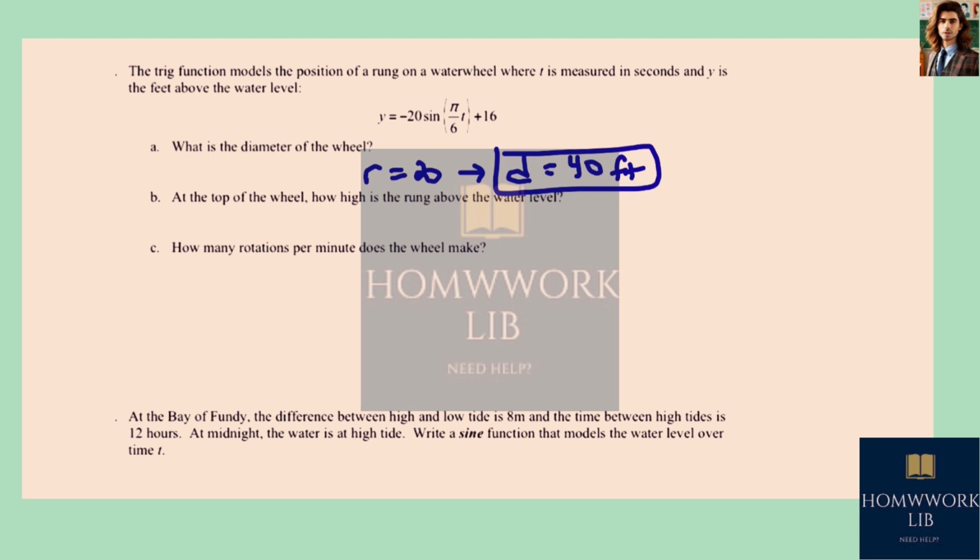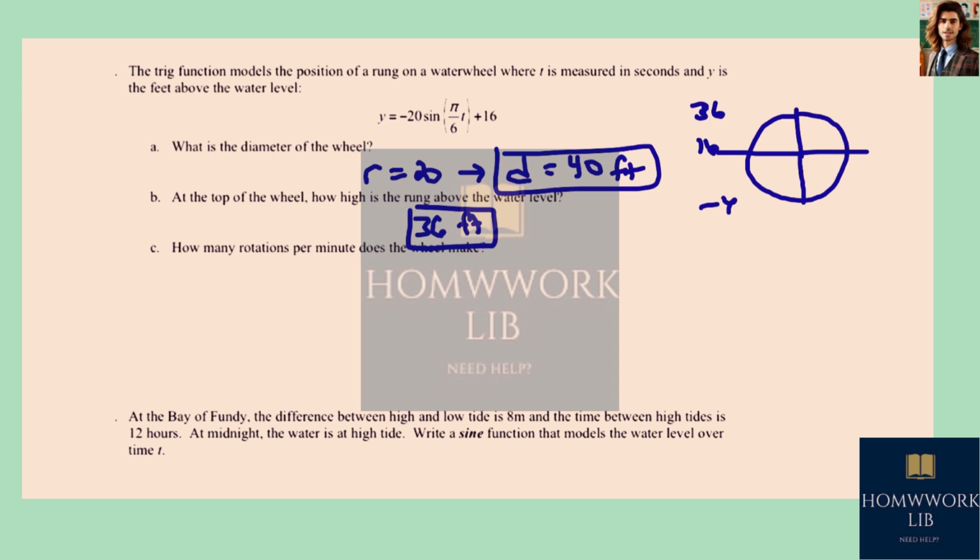At the top of the wheel, how high are we above the water? Well, if we think about this wheel, that plus 16 is the new midline. And then the amplitude is 20, so we go 20 below, which would be a -4, which is in the water, and as high as plus 20 to 16, and we get 36, so 36 feet high above the water level.